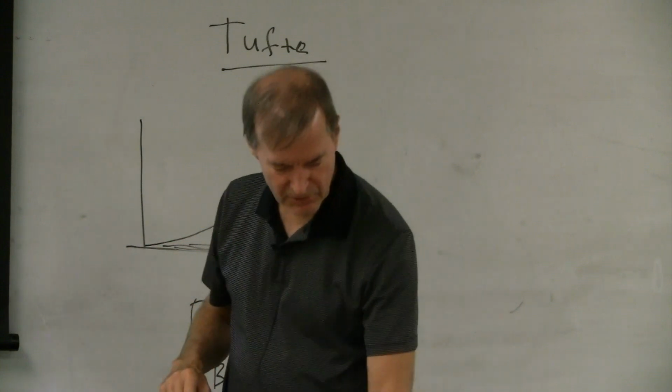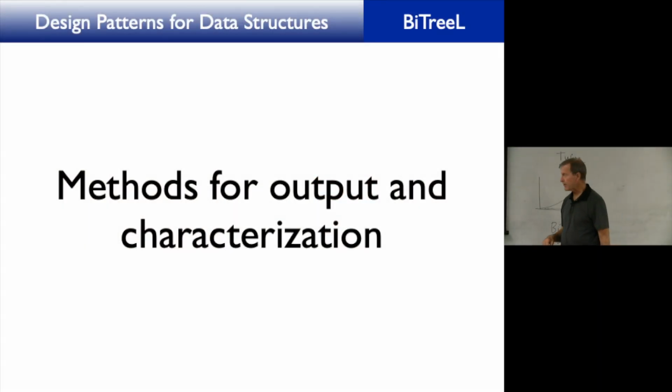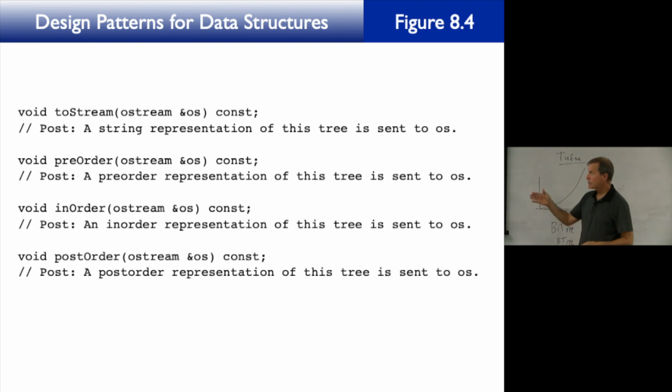Okay, so that was the demo. So now let's take a look at some code. First, we'll take a look at methods for output and characterization. And so here's the documentation. toStream is what you would expect. A string representation is sent to OS, the output stream. Pre-order, in-order, and post-order, we demoed pre-order. And so that's the documentation for that.